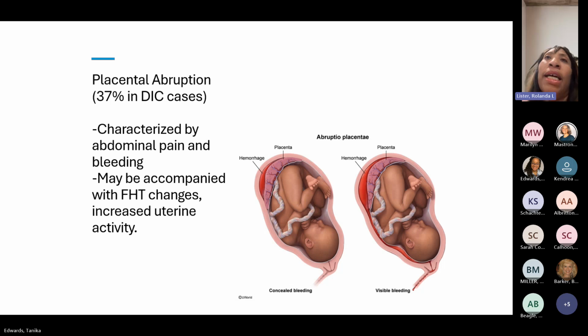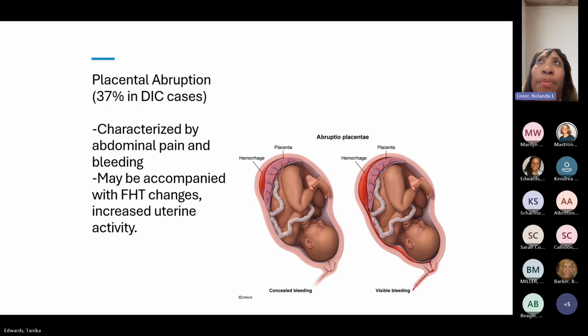It's kind of like an 80-20 rule. 80% of the time, placental abruptions are going to bleed. 20% of the time, they're concealed abruptions. So you cannot see them, but they still have the potential to cause DIC. Essentially, it's a dilutional coagulopathy. You're basically hemorrhaging, bleeding out all your clotting factors.